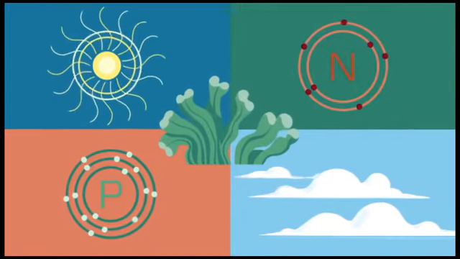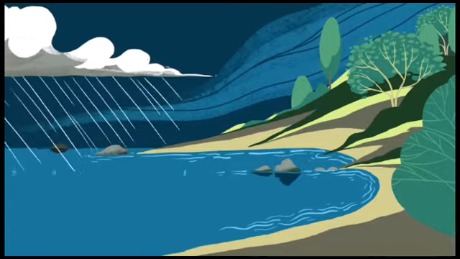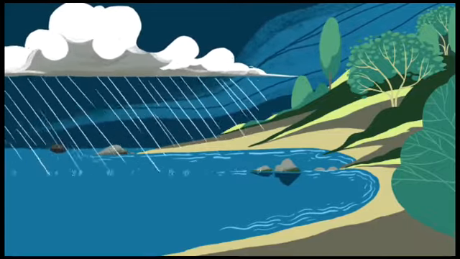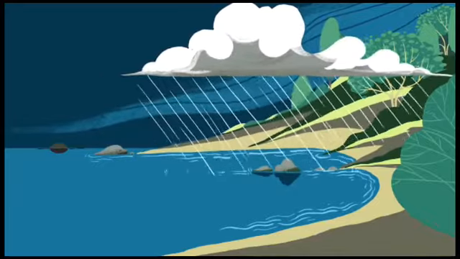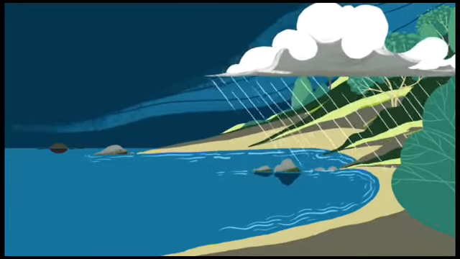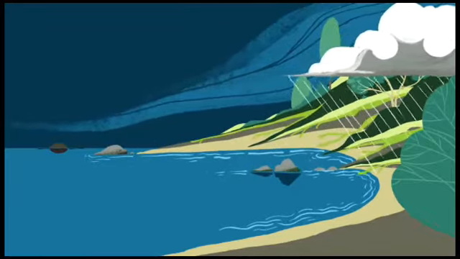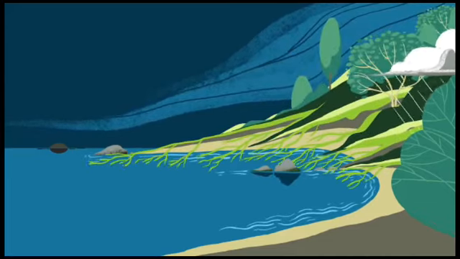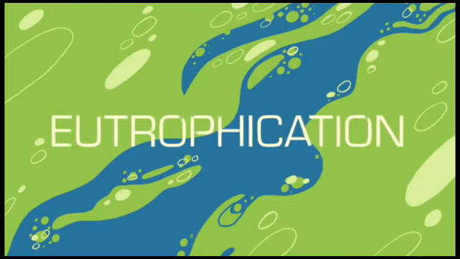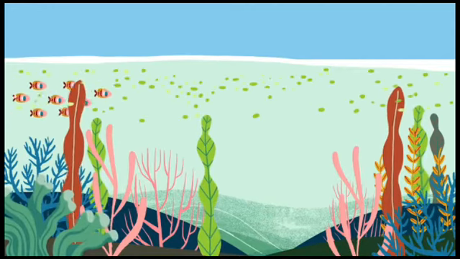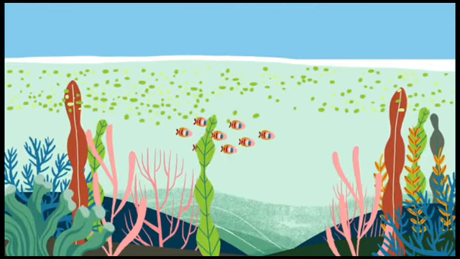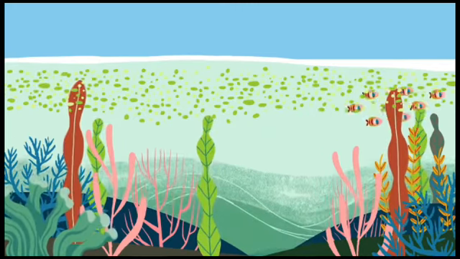While such resources are typically in short supply, sometimes a surrounding watershed can flood coastal waters with these nutrients. For example, a large rainstorm might wash nutrient-rich sediment from a forest into a lake. These additional resources lead to a massive increase in algae growth, known as eutrophication. But rather than providing more food and oxygen, this surge of growth has deadly consequences.